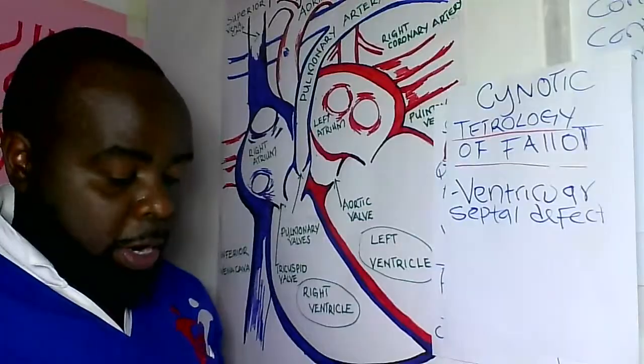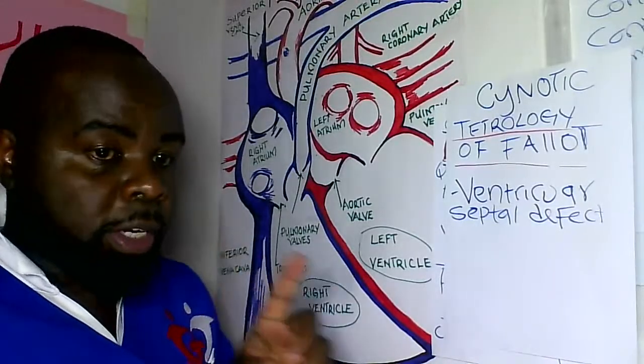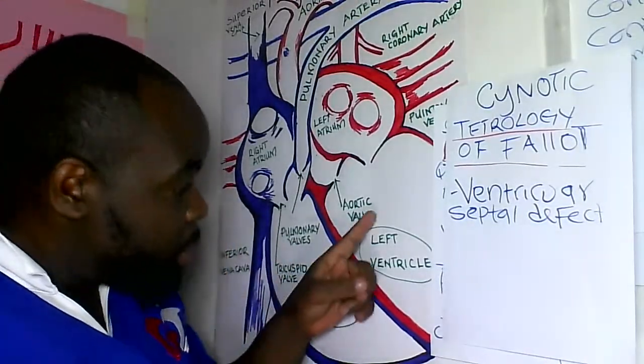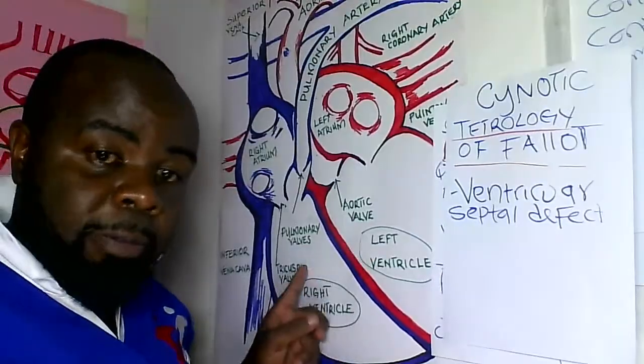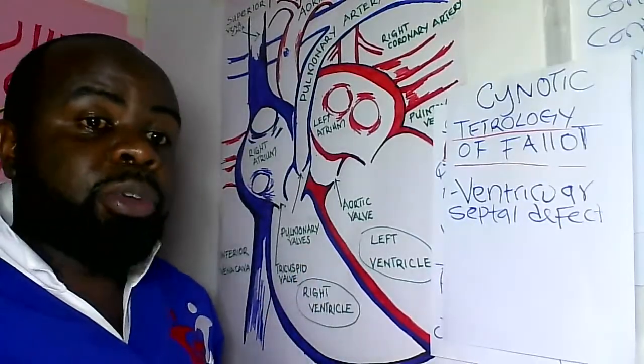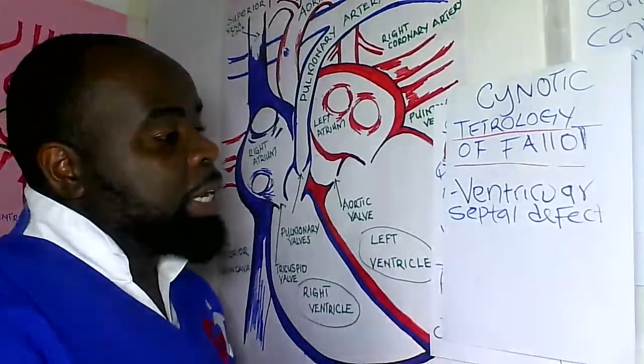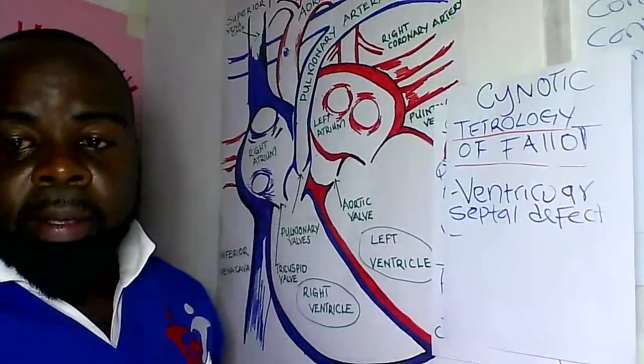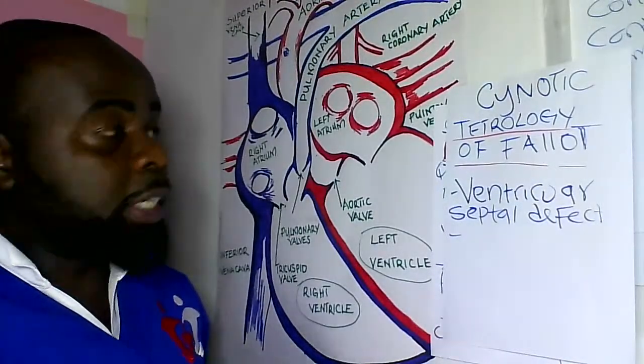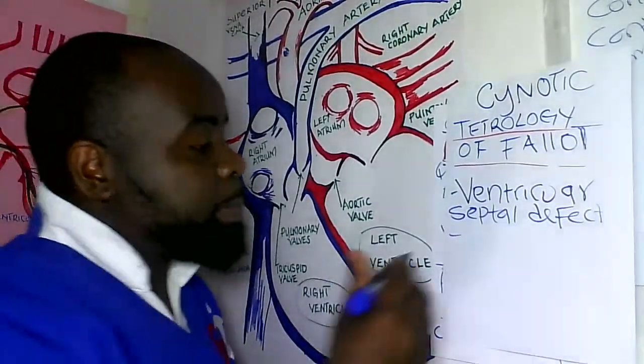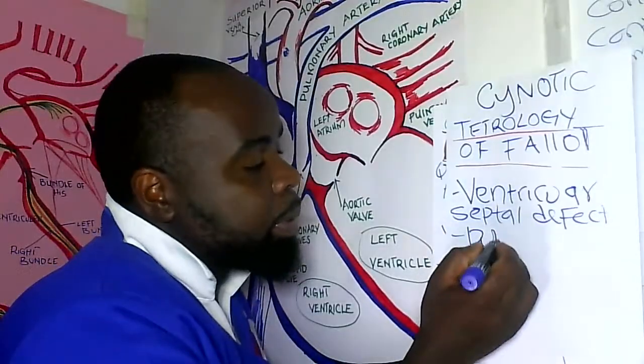What is ventricular septal defect? A hole in your heart between the ventricles. The other thing that your heart has, second, is pulmonary stenosis. What is pulmonary stenosis?